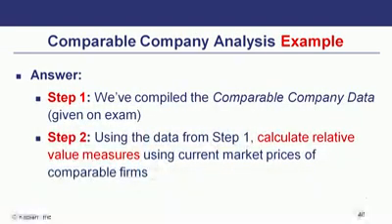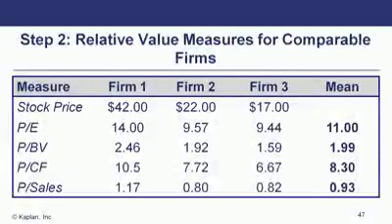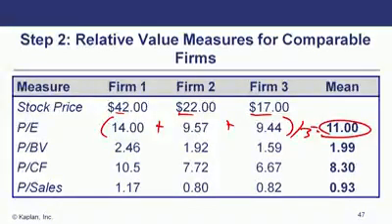All right? Okay, so step 1, we've already done that. We found our comparable companies. Step 2, we are going to calculate the relative value measures and then apply them as we go down. So here's what we got. Remember, we have the share price of these 3 firms. The PE ratio for comparable firm 1 is 4. For firm 2 is 9.57. For firm 3, it's 9.44. So if I add those 3 things together and divide by 3, then what I get is 11. So that is the mean PE ratio for the comparable firms.